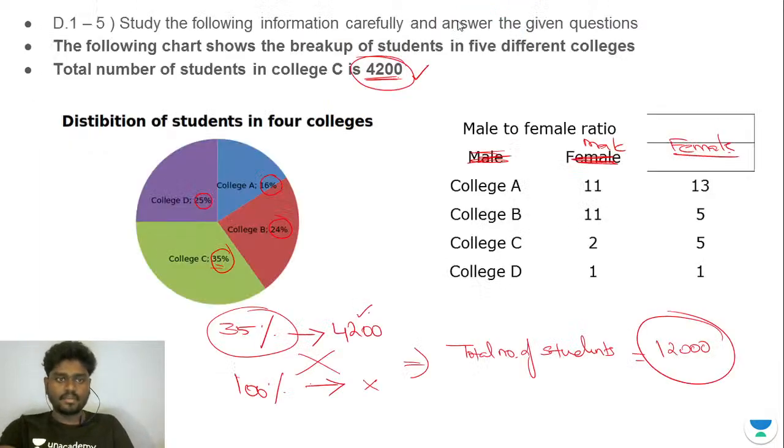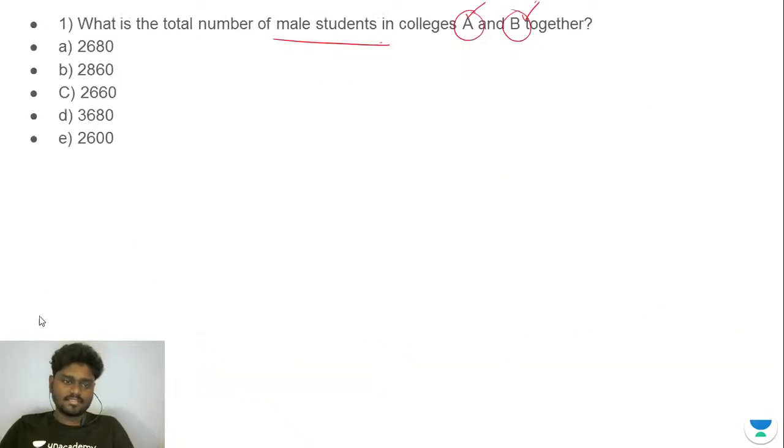Let me take you to the previous slide. First, let's find how many male students you have in college A and in college B. First, let's find how many students are there in college A. If you take college A, you have 16%, right? If that is the case, listen carefully. In college A, find what is 16% of 12,000. How much will it be? You'll get 1,920.